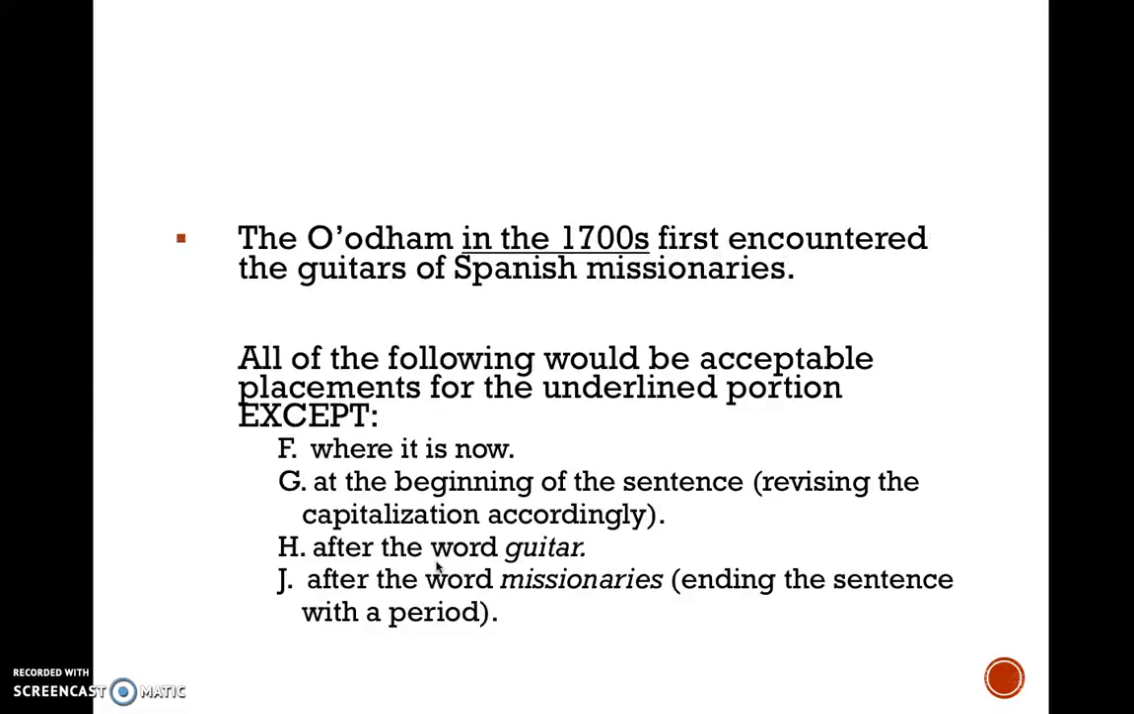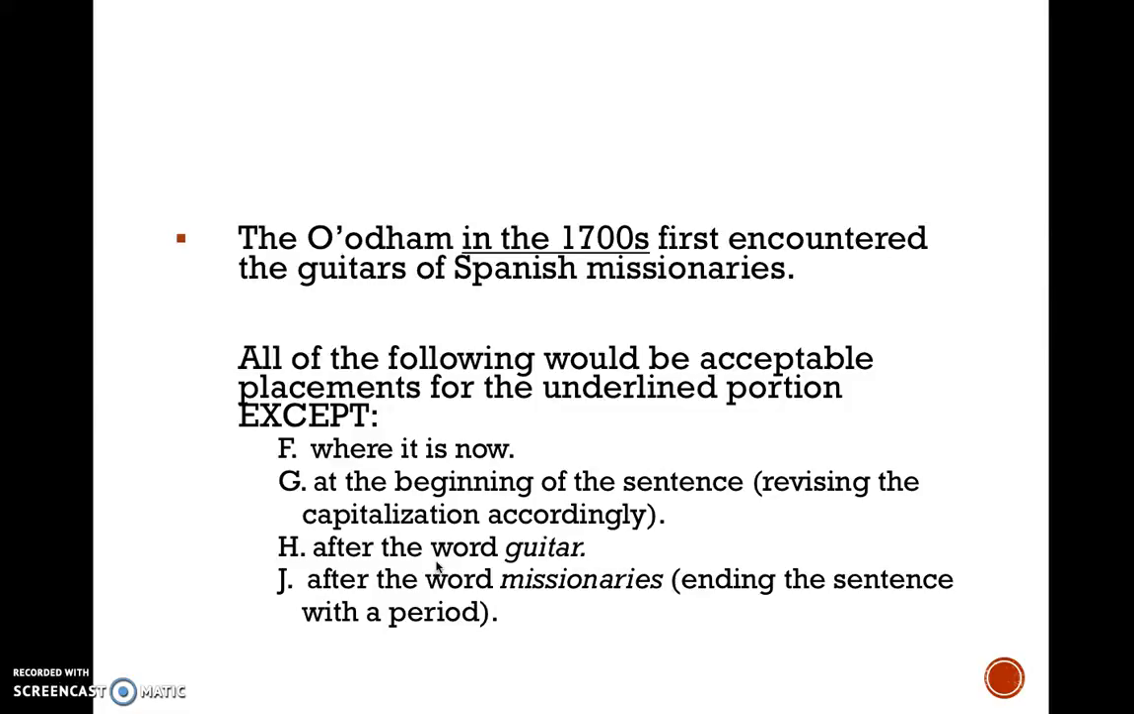Another example: the Odom in the 1700s first encountered the guitars of the Spanish missionaries. All of the following would be acceptable placement for the underlined portion except, so now it's the least acceptable, which one works. And guys, all you have to do is move this thing around. Use your ear to pass this test. We're looking for a misplaced modifier here. What happened in the 1700s? Well, the Odom encountered the guitars of the Spanish missionaries. All right, so the Odom in the 1700s. That works, right? Because it happened in the 1700s, so we can cross off F.